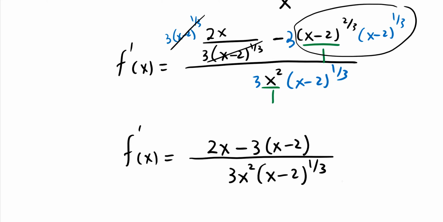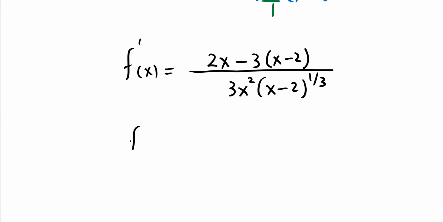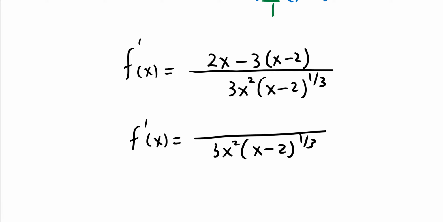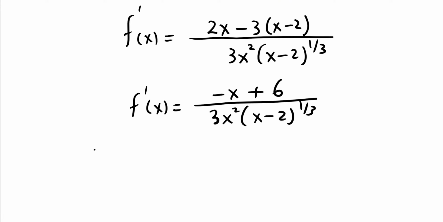Now what are we left with on the top? Keep this the same. In the numerator, we got negative x plus 6. So now, how do we finish that up? Well, I simplified everything in the derivative. We got the derivative. We're halfway through. Now we're going to see when the derivative is equal to 0 and when the derivative does not exist.